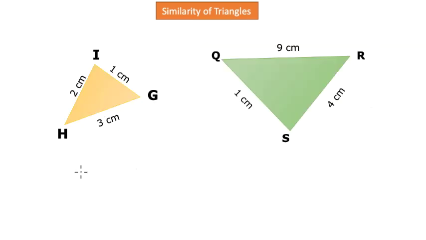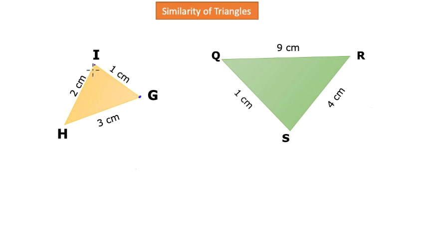Let us take a look at this problem in which we are given two triangles, GIH and QRS. We need to explain whether these two triangles are similar or not. The hidden question is: how do I know which side in triangle QRS corresponds to side GI? Is it side QS or side QR? It's hard to tell from here, so we'll do it this way.